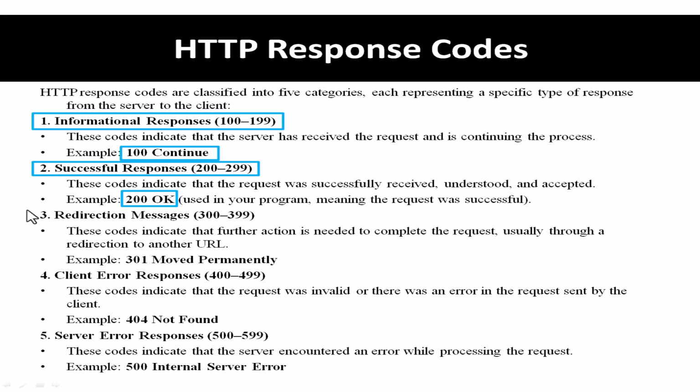Next, redirection messages. The redirection message is given between 300 to 399. This code indicates that further action is needed to complete that request, usually through a redirection. For example, 301 means moved permanently. Sometimes you will be redirected from one website to another website. At that time, you will be using these redirection messages.